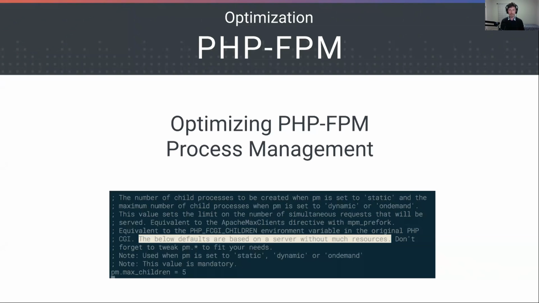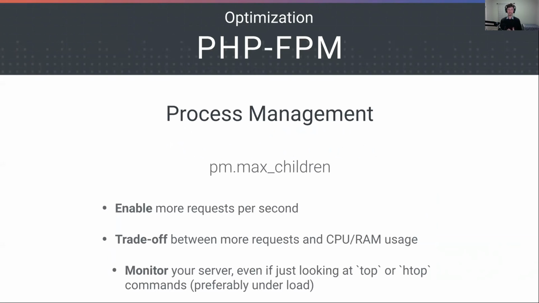The other sentence in here I want to point out is the second one. This value sets the limit on the number of simultaneous requests that will be served. So the number of processes that PHP-FPM will spin up directly affects the number of simultaneous web requests that PHP-FPM will handle. So increasing this will increase the number of simultaneous requests, and you'll therefore get more requests per second into your server by increasing this.